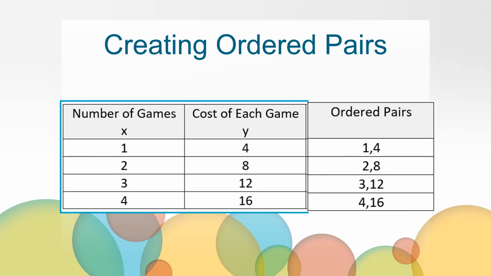You might notice that each ordered pair always has a number to represent X and Y. This will always be true for every ordered pair you create from a table. Now we are going to learn how to take these ordered pairs to create a graph.